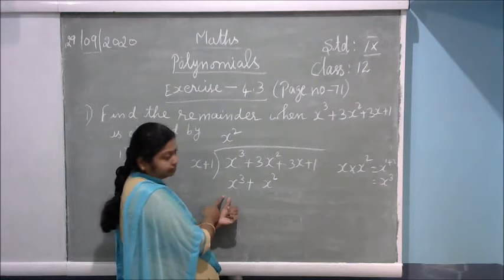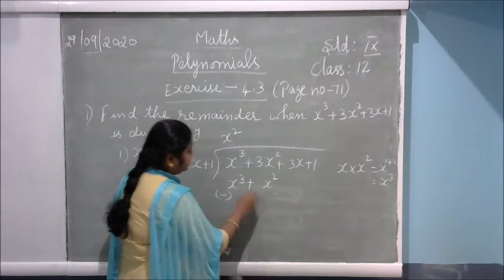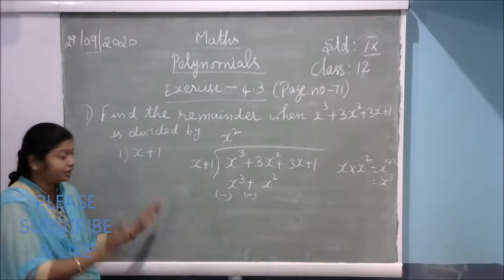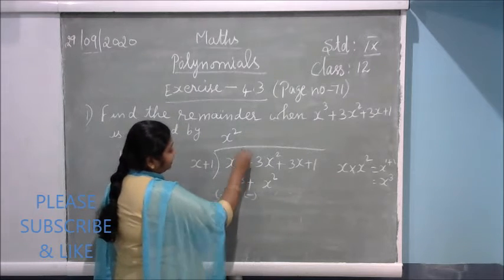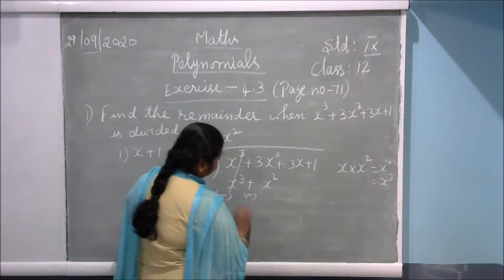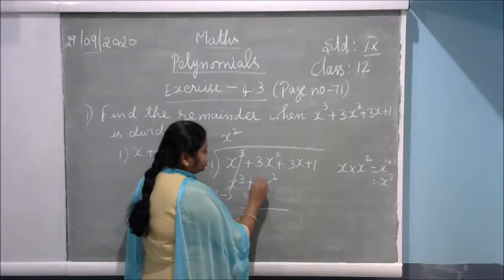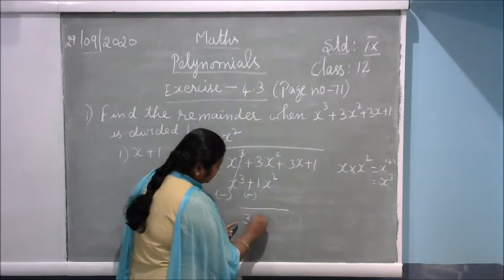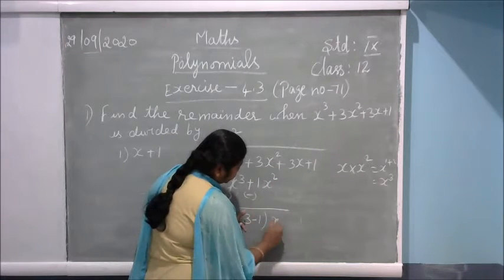Afterwards, you have to subtract. Change the sign, the same way we subtract normally with numbers. x cube minus x cube gets cancelled, so the first term is cancelled. Now here, the 3x square, and the number is 1, so minus 1. So x square will come.